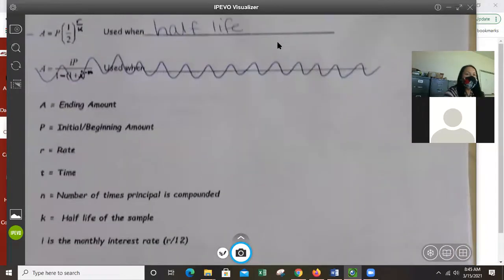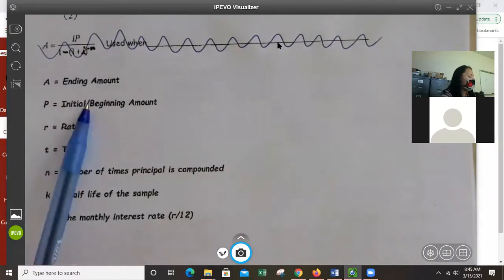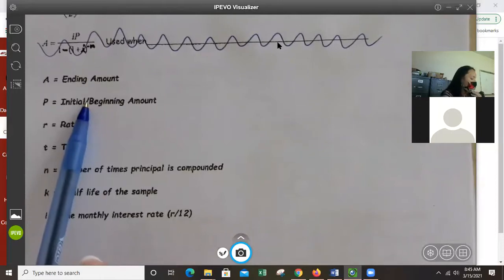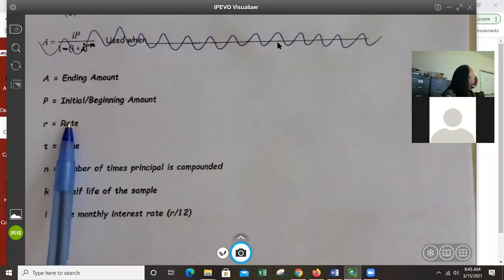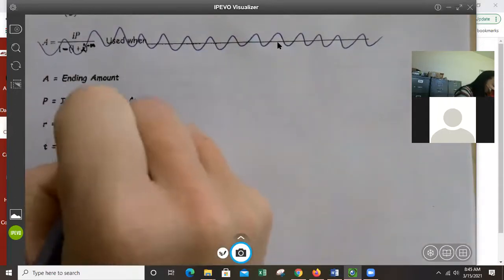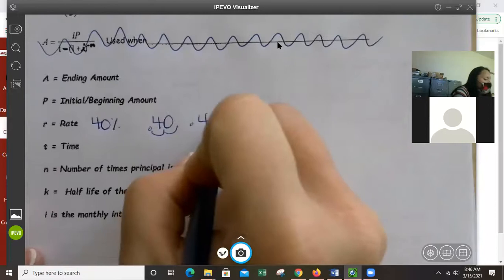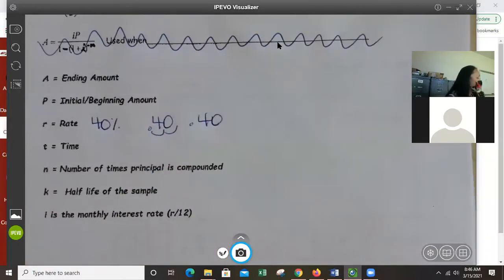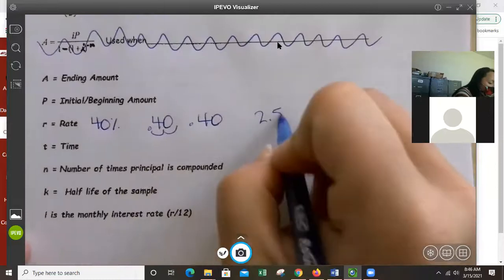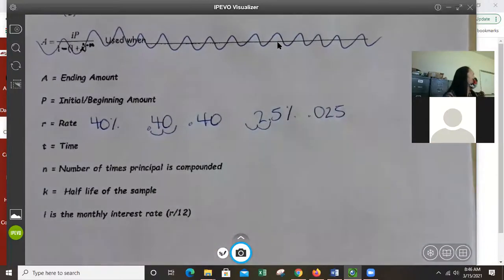So all of this down here tells you what these letters stand for. A is the end amount, P is the initial, that's principal, that's why they use P. R is the rate, so that's going to be your percentage, but you need to make sure it's in a decimal. So if they give you 40% as your rate, you're going to change it to a decimal by moving the decimal over 2 places. Even if it's 2.5%, you're going to move that decimal 2 places and use 0.025, okay? So always change it to a decimal, not a percentage. And then T is how long you do that.